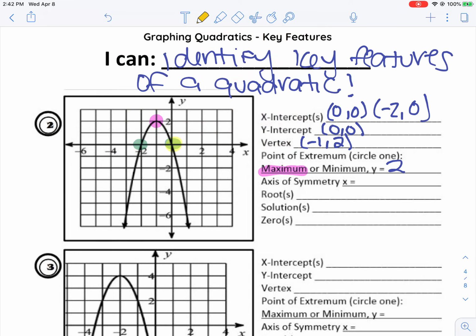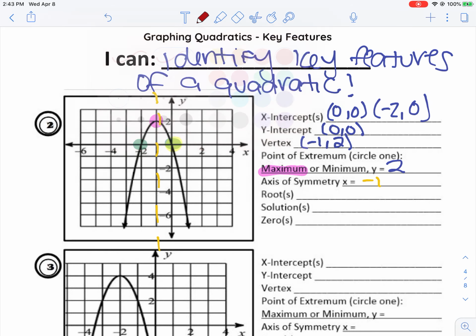With quadratics, they form a parabola that is symmetrical, okay? So what symmetric means is that you could fold it in half and it would fall on top of each other. So the axis of symmetry is just that vertical line that cuts your parabola in half. So it's going to go straight through your vertex. So x is equal to -1, the x of my vertex.